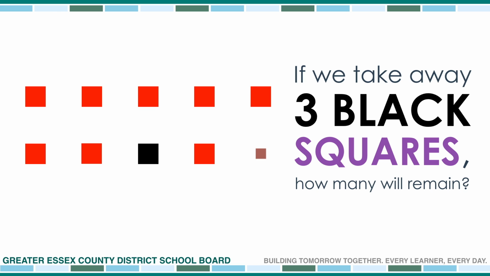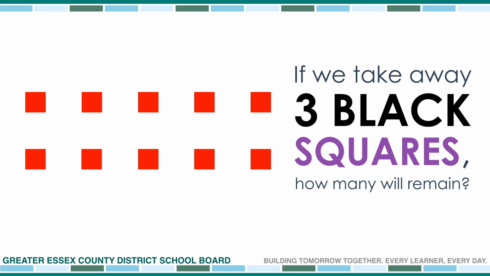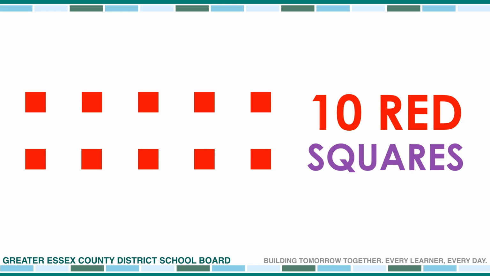I'm going to do this again because we need another black square. And finally, one more time, we're going to use that zero principle, and we can go ahead and now remove those 3 black squares. The result is 10 red. So we had 7 red before. We wanted to remove 3 black. We ended up with 10 red.